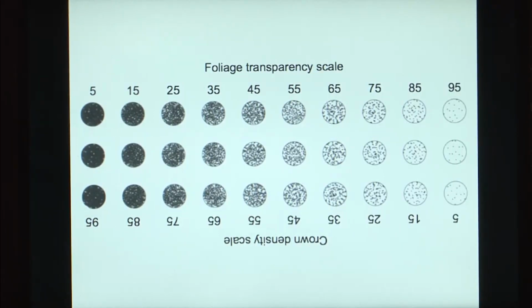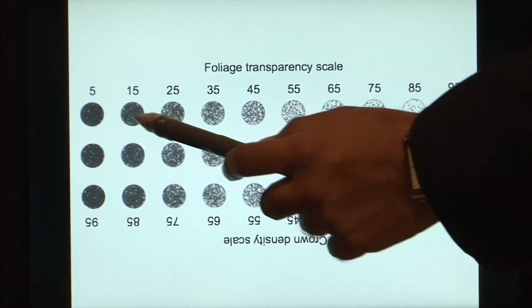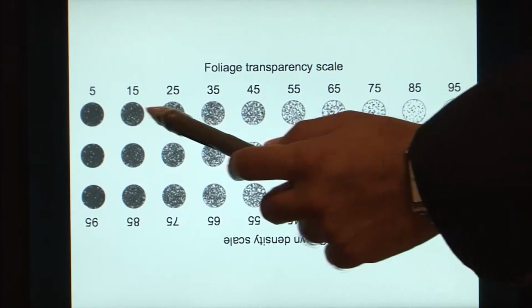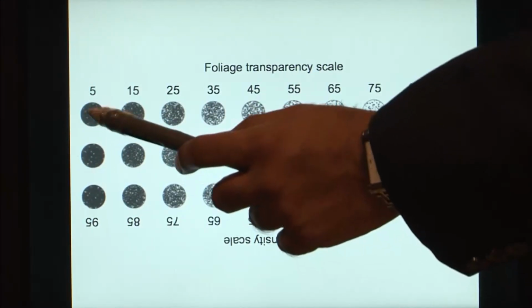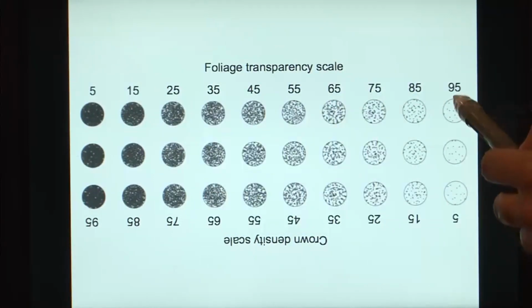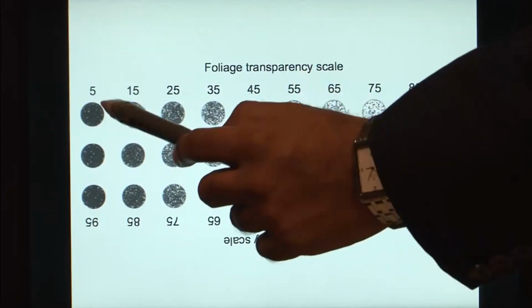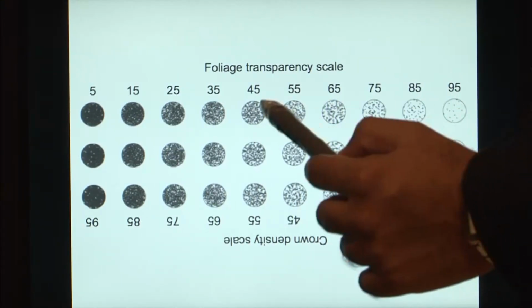This is a card which is available, a transparent card, and here you have 5%, 10%, 25%. So, this top is showing you the amount of transparency. Transparency of 0% would be completely black, a transparency of 100% would be completely white, and this would give you all the transparencies. On the other hand, you could also go in the opposite direction.